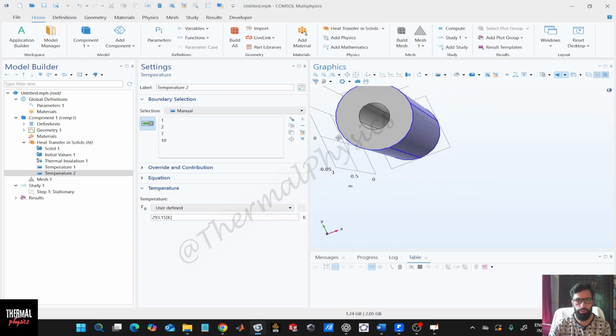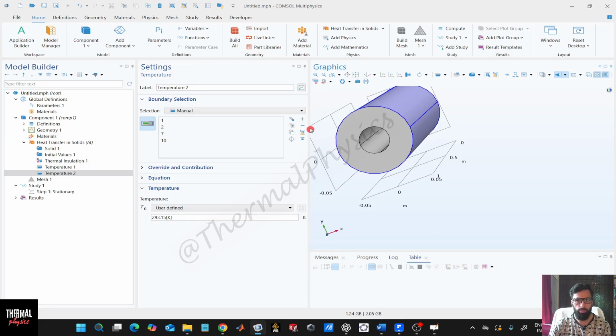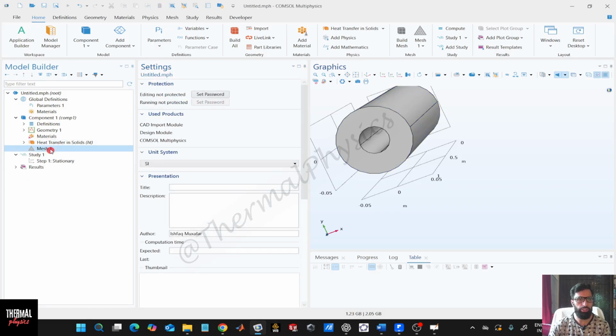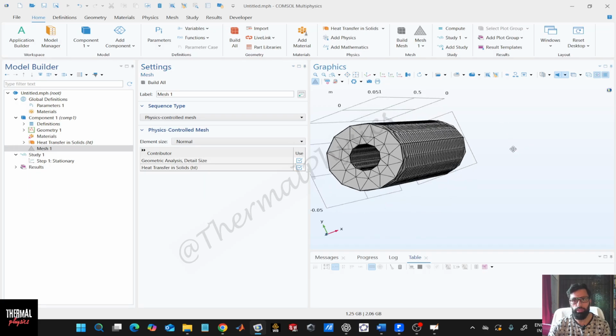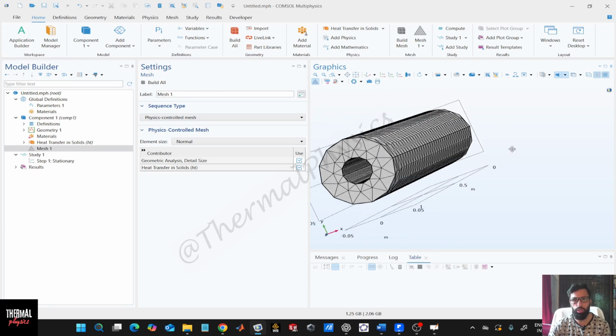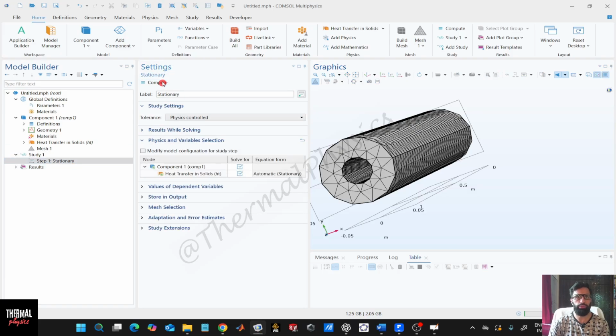Now we have 4 boundaries on the outer and 4 boundaries on the inner. Okay, now the value on the outer boundary is 50 degrees Celsius. So 50 degrees Celsius temperature on the outer surface. So we have applied the boundary conditions. We'll mesh it. So the meshing is done. I kept a normal element size. Then we'll go to stationary and we'll compute.